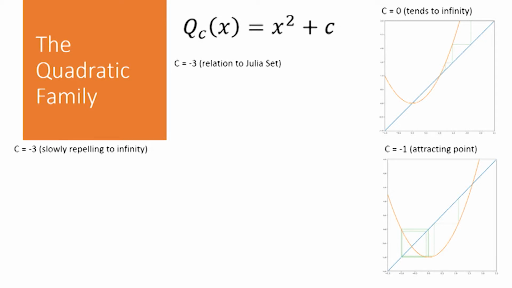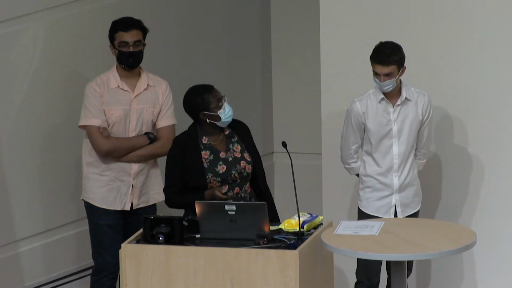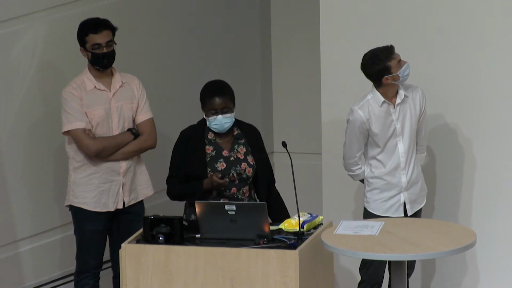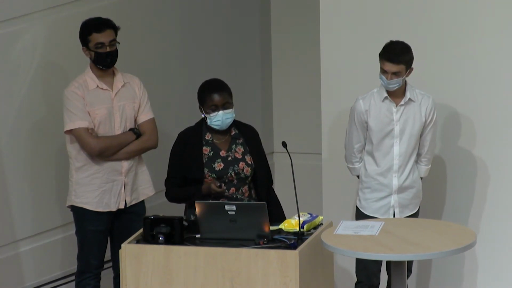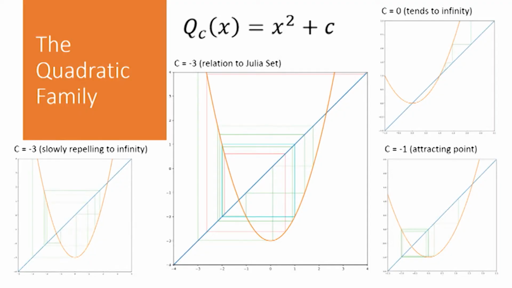And last, we see for c equals -3, you can see it slowly having a bit of chaos, as we like to call it, around the center. And you can see it's kind of that one line that's coming out and going towards infinity. So this is a repelling point, but we really want to focus on how it's slowly moving out to infinity. And this is where Julia sets really come into relationship to all of this.